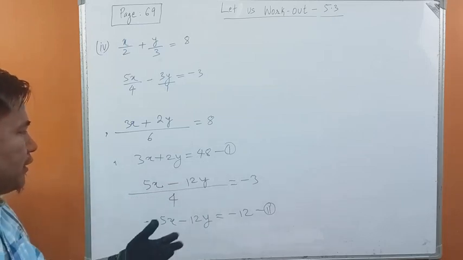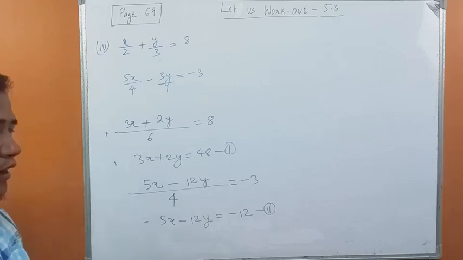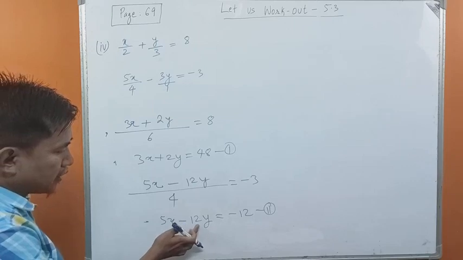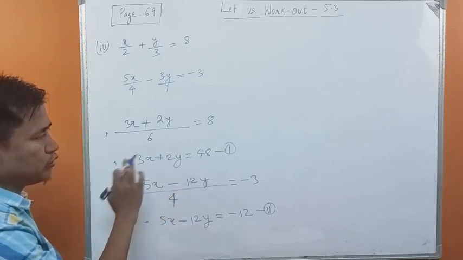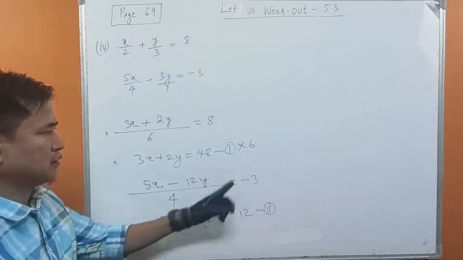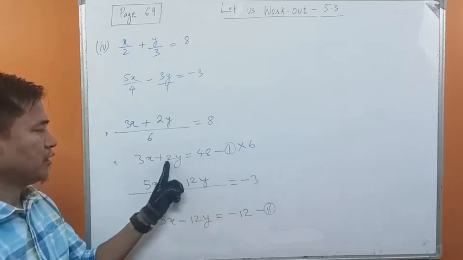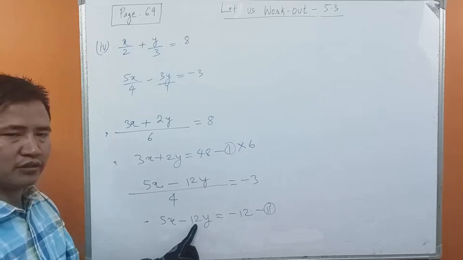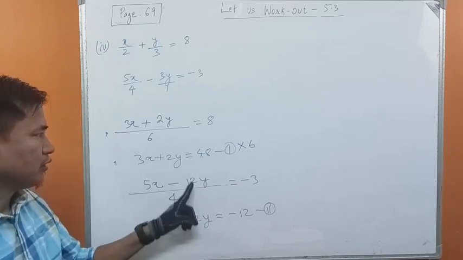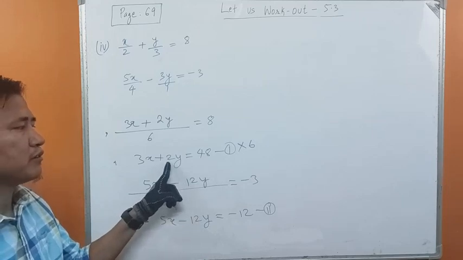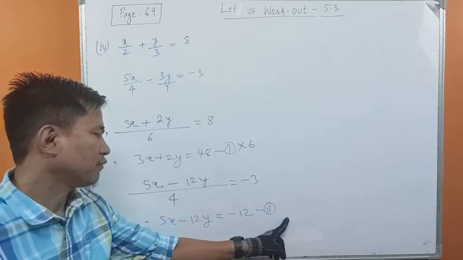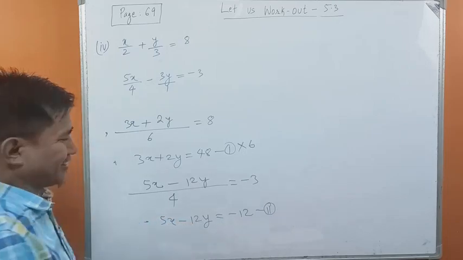So we can eliminate either x or y according to our choice. Let us eliminate y. The coefficient of y is 12 here and the coefficient of y is 2 here. So if we multiply equation 1 with 6, 6 2s are 12. The coefficient of y is 12 in equation 2, so we don't need to multiply. The coefficient of y in equation 2 is 12 and the coefficient of y will also be 12 in equation 1 because 6 2s are 12. So we multiply equation 2 with 1, 1 12 is 12.